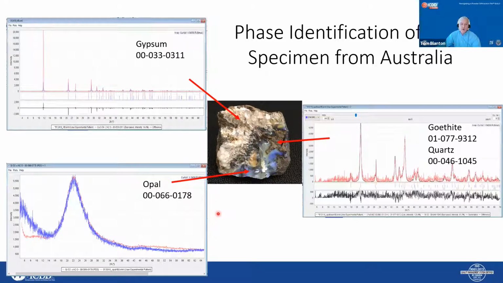We actually have opal patterns in the database, and you can see the overlap of the reference pattern and the raw data that helps us to characterize completely what's going on from a phase ID perspective.